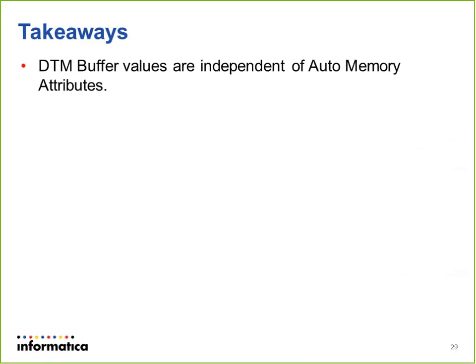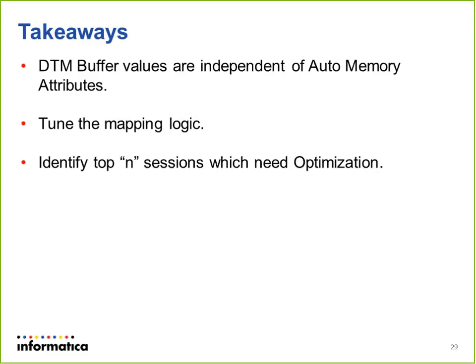Takeaways. The DTM buffer values are independent of auto memory attributes. Auto memory settings are only for cache memory. Tune the mapping logic using various methods, thereby reducing memory usage. You cannot optimize all the sessions. Identify top N sessions which are time consuming or more memory consuming and only try to tune them.